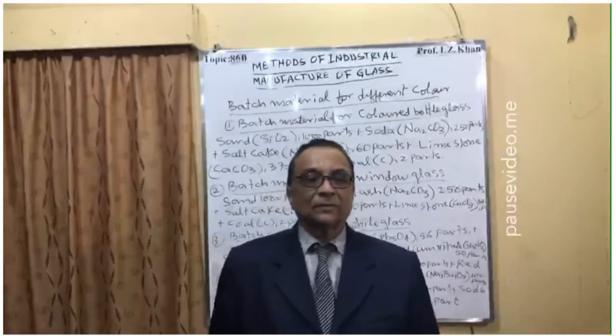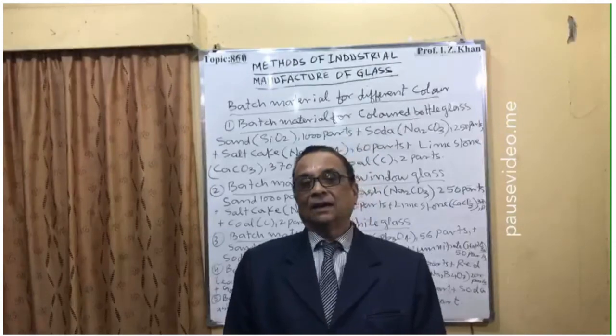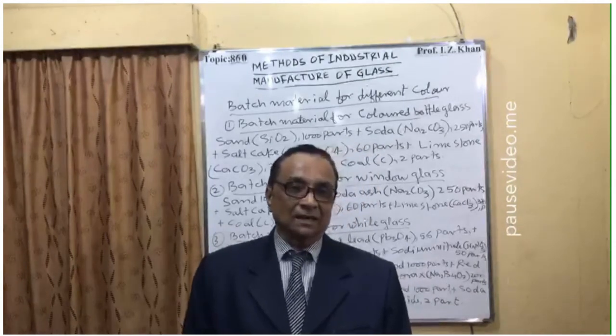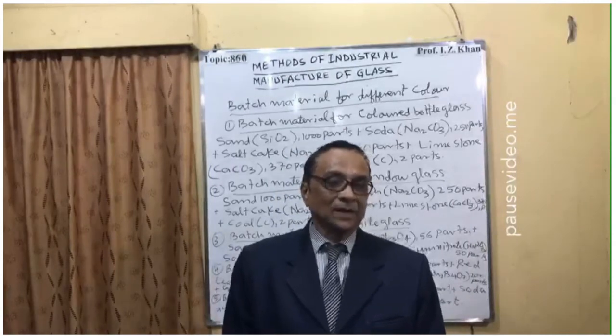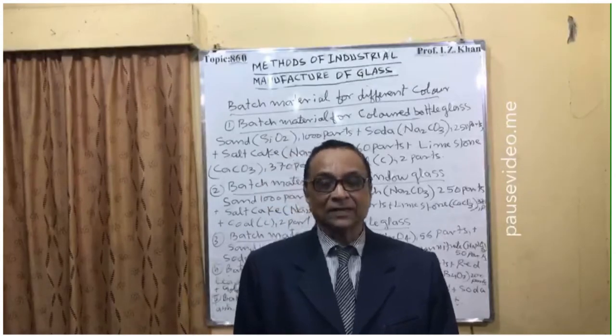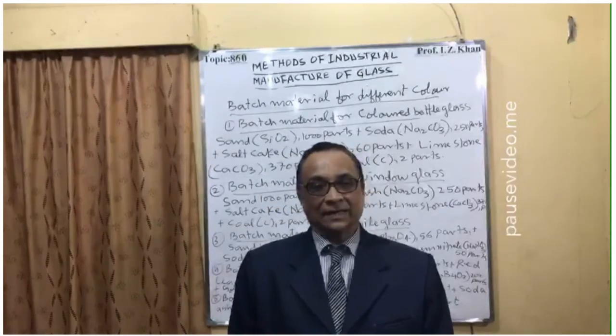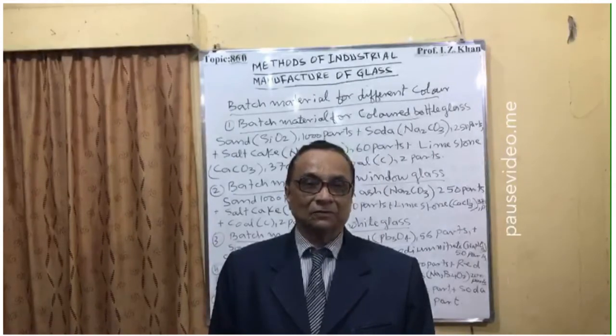So here, the formation of batch material is over. Now the second step will be melting, and for melting we need different types of furnaces, and these are either pot furnace or tank furnace. With this I will stop. Thank you very much for watching the lecture.